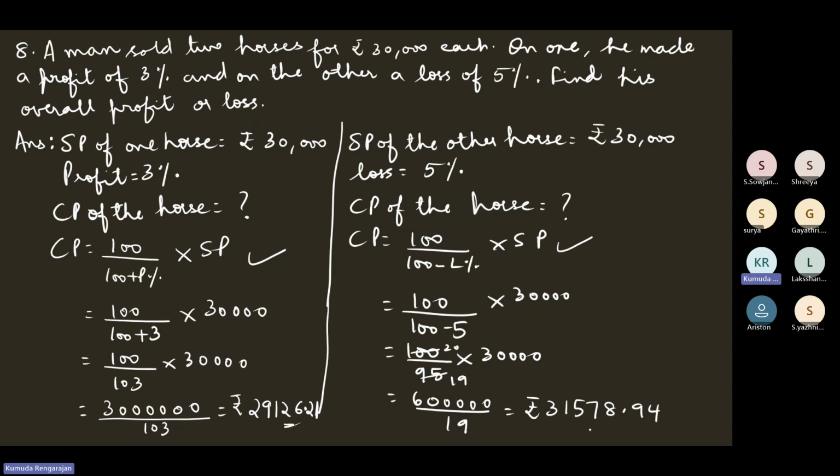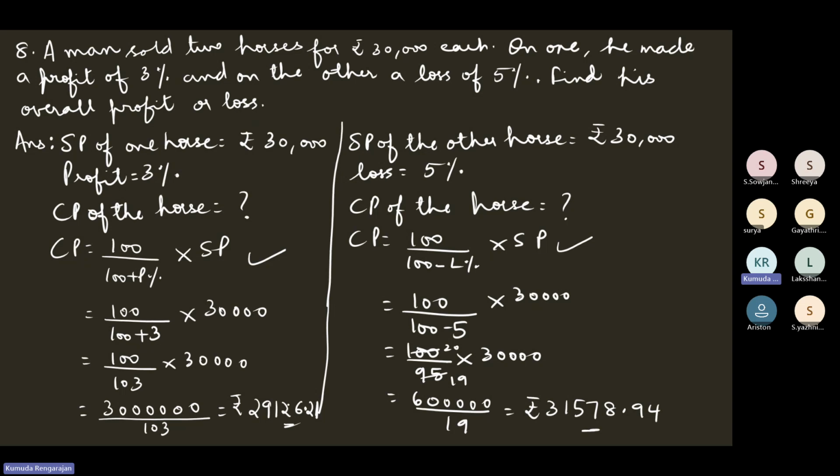So this is what we get. Now the question is, find the overall profit or loss. To find this, we need to find the total cost price and the total selling price and compare the two.